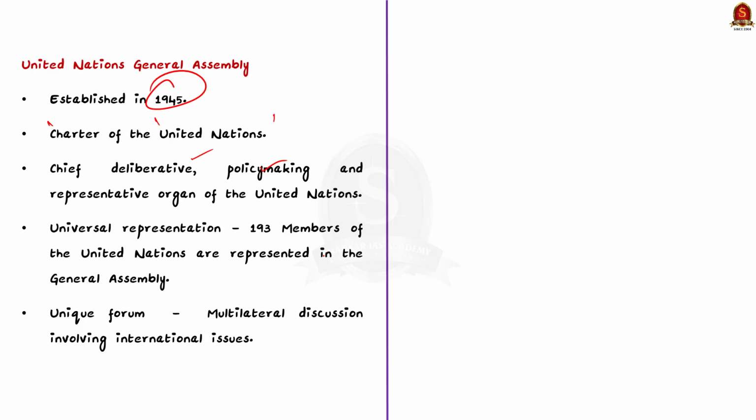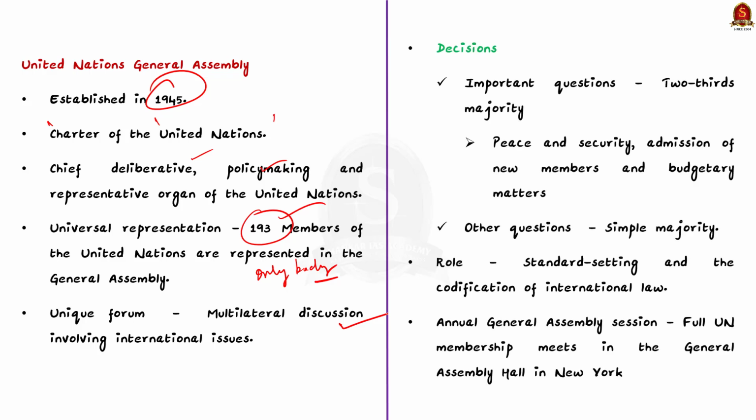Note, all 193 members of the United Nations are represented in the General Assembly, and this makes it the only body with universal representation. See, the Assembly provides a unique forum for multilateral discussions involving international issues that are covered by the Charter, and the decisions on important questions such as those on peace and security, admission of new members, and budgetary matters require a two-thirds majority, whereas decisions on other questions are done by a simple majority.